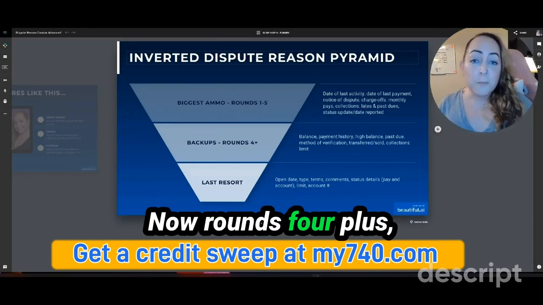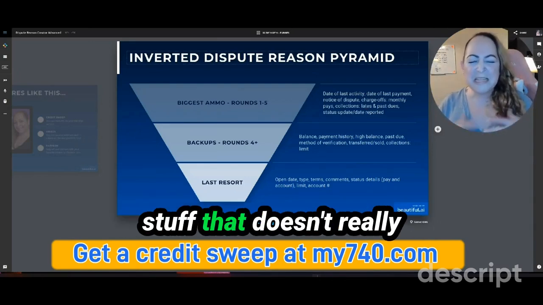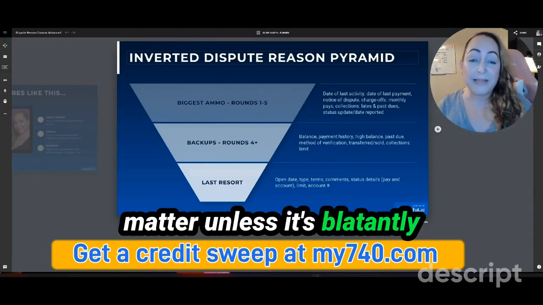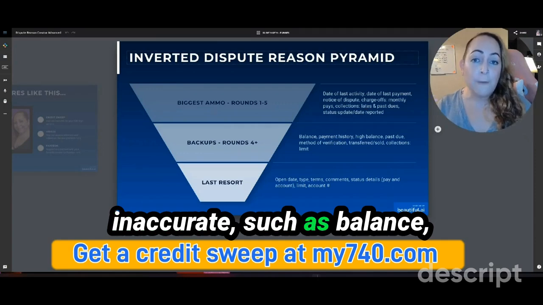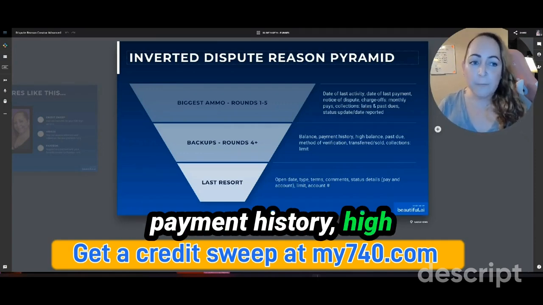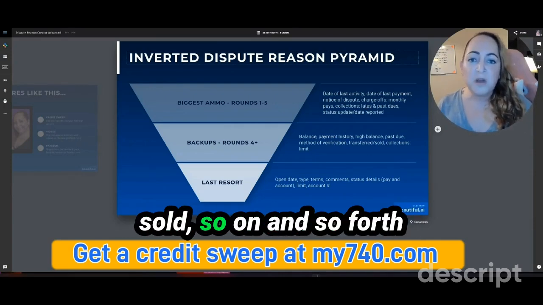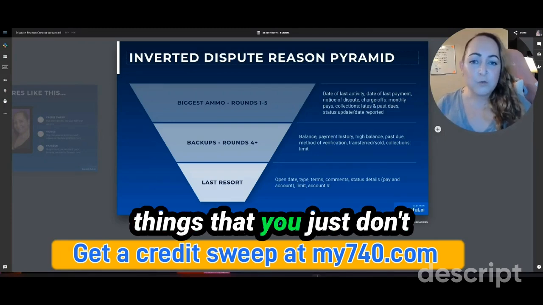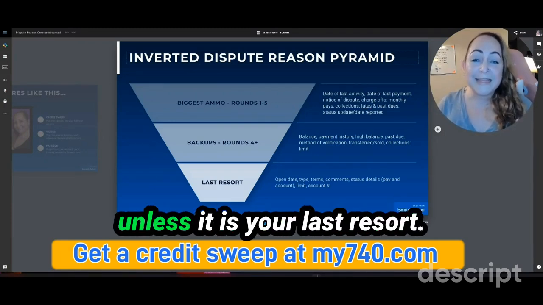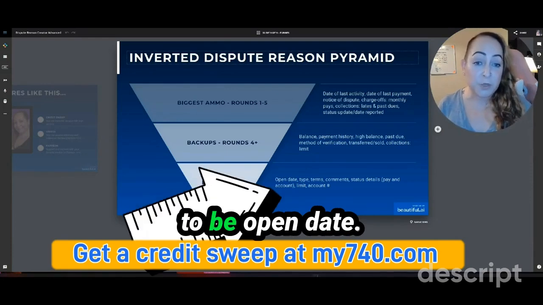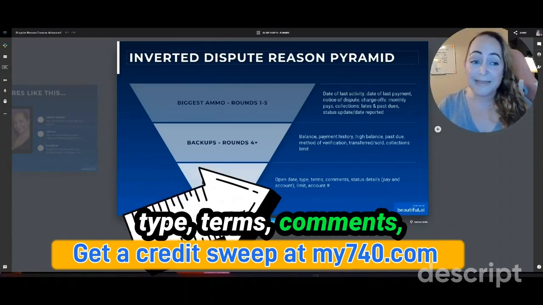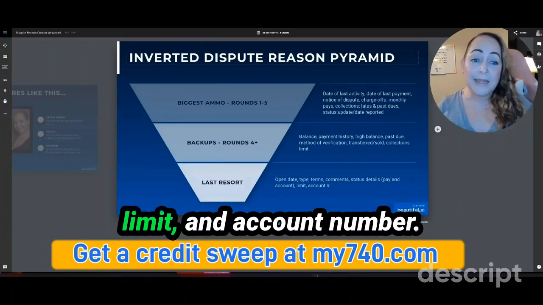Now, rounds 4 plus, we're dealing with the stuff that doesn't really matter unless it's blatantly inaccurate, such as balance, payment history, high balance, past due, method of verification, transferred, sold, and so on and so forth. And then these are the things that you just don't even want to bother with unless it is your last resort: open date, type, terms, comments, status detail, pay and account, limit, and account number.